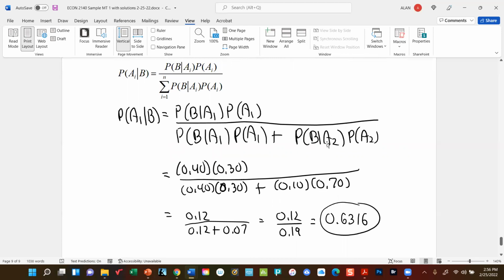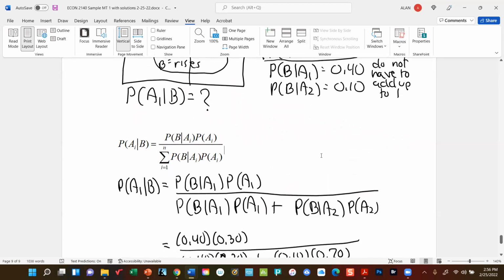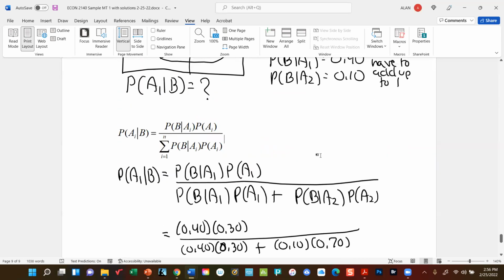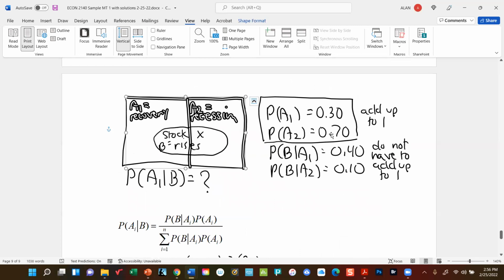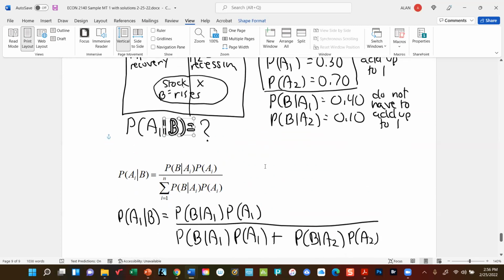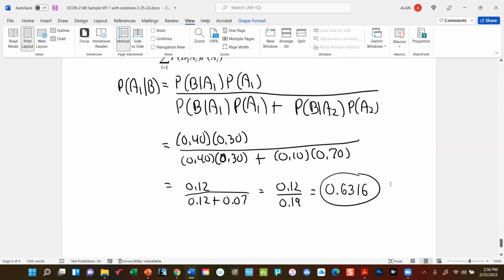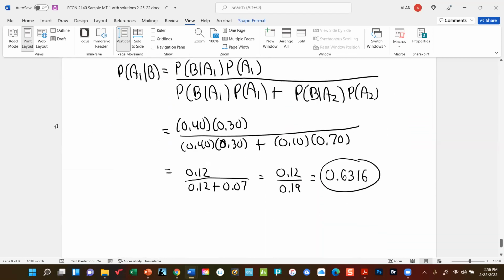Once this has been written out, then you'll just have to plug in the numbers and do the math. So that's the easy part. The tricky part is setting this up and interpreting the question. Once that's done, it's just a question of substituting in the numbers and then doing the algebra. And in this case, you can see that you've got 0.12 divided by 0.19, and that ratio is equal to approximately 0.6316 or 63.16%.